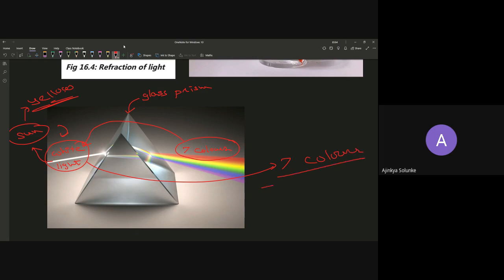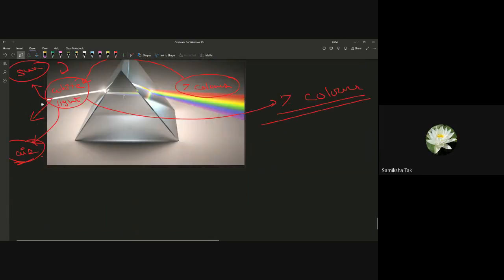White light is made up of 7 colors. The question is, then why are we not able to get 7 colors like initially? When light is traveling, this particular part which I have shown is actually in air. Initially it was in air. If they are in air, the white light is not showing any 7 colors right now. Only white light is being shown.